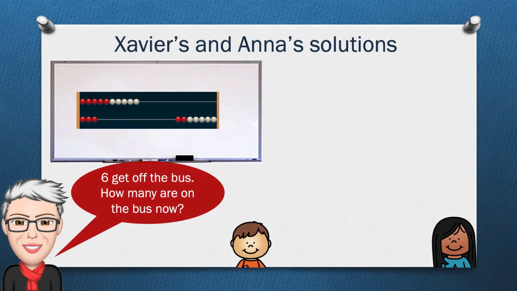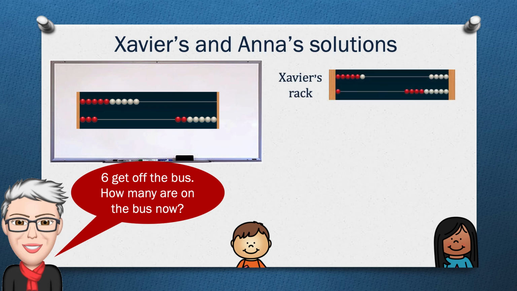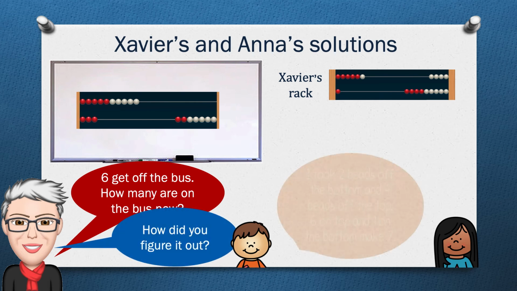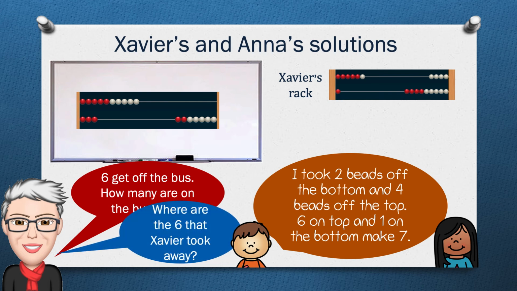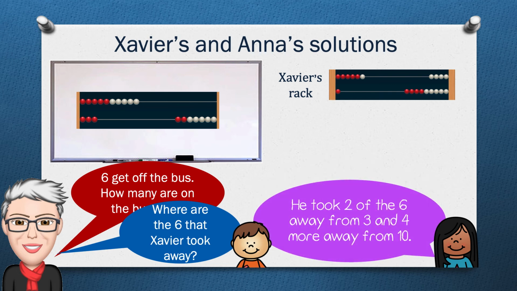Xavier's solution was to move 2 beads on the bottom and 4 beads on the top from the left to the right. His rack is shown here. As Xavier explains how he solved the task, he will talk about how he took 2 beads off the bottom and 4 beads off the top. Now he can see 6 on the top and 1 more on the bottom. That makes 7. As with the 2 previous solutions, it's relatively easy to figure out the 7.